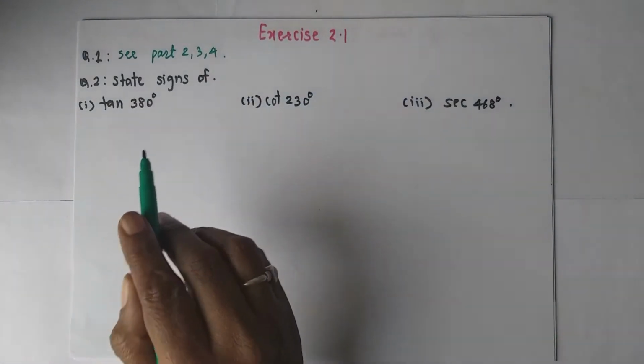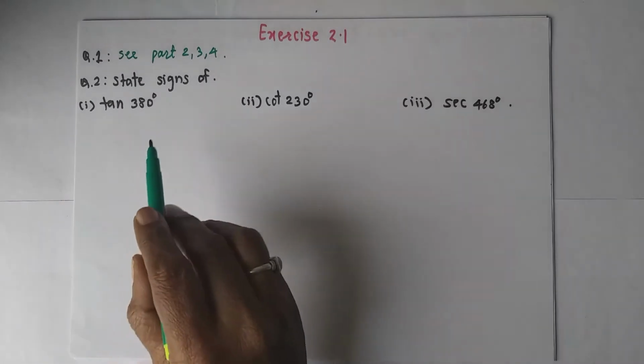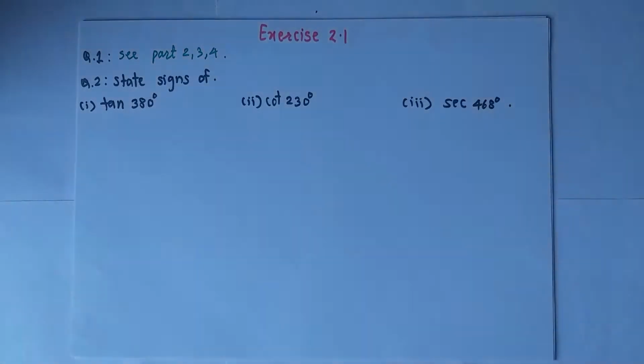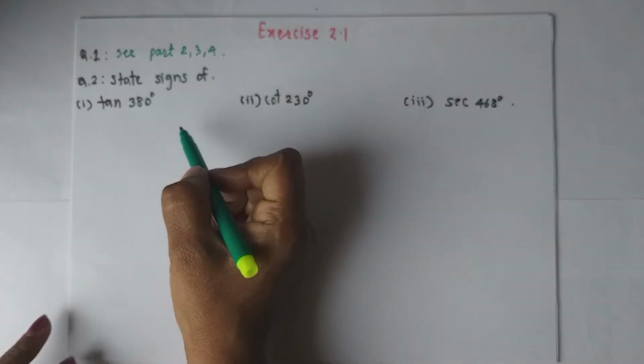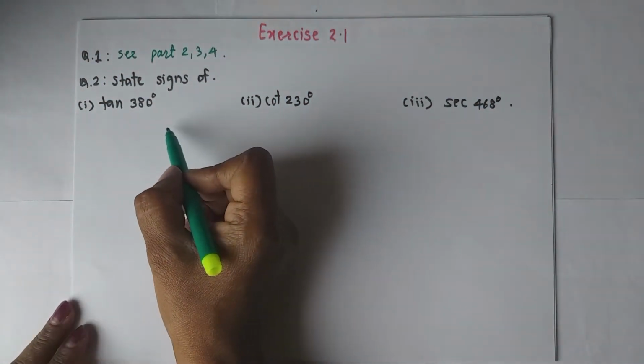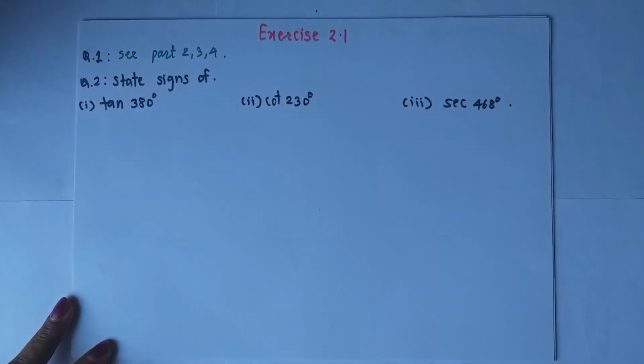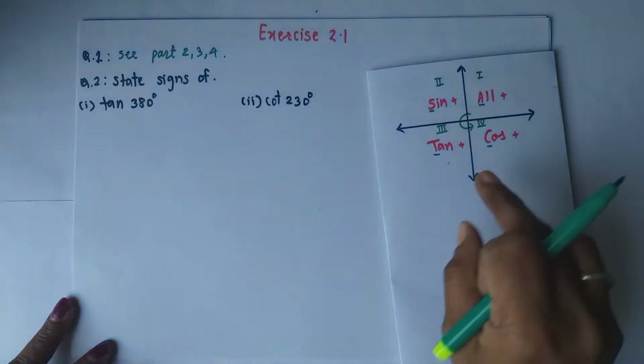You will get the solution of all angles there. Now we will start question 2 here. What is question 2? State signs of trigonometric functions, that is, whether each is positive or negative. For that we will need this.